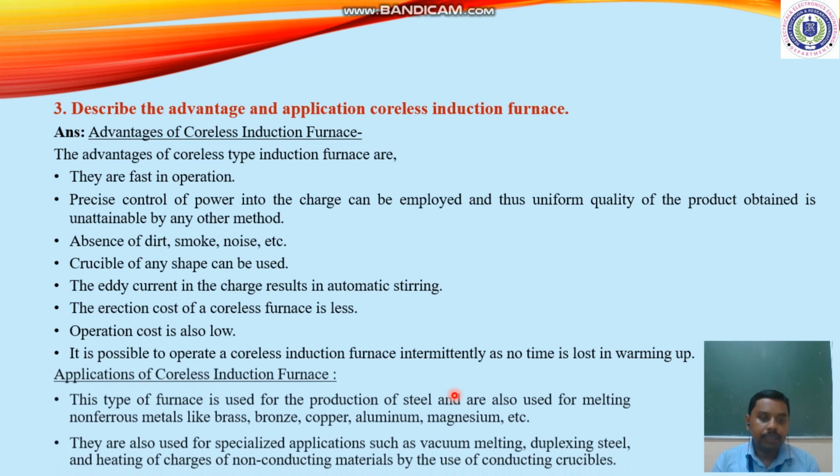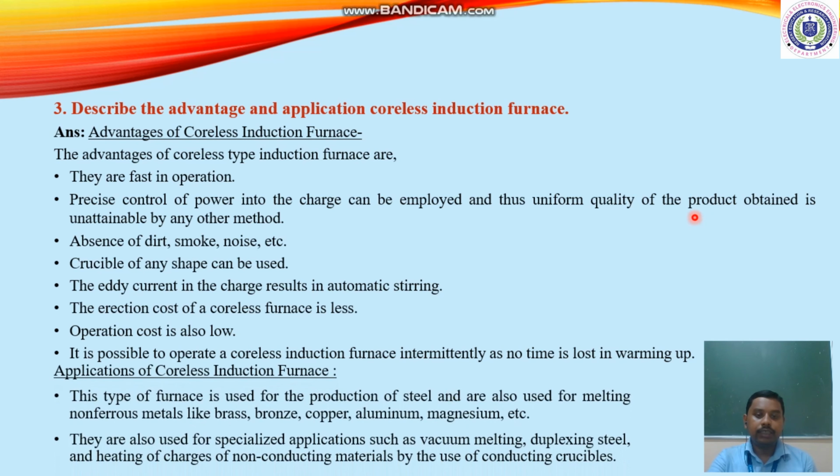Next are the applications. It is used for the production of steel, and also for melting non-ferrous materials like brass, bronze, copper, etc. Another application is for specialized uses such as vacuum melting, stainless steel, and heating of non-conducting materials by the use of conductive crucibles.